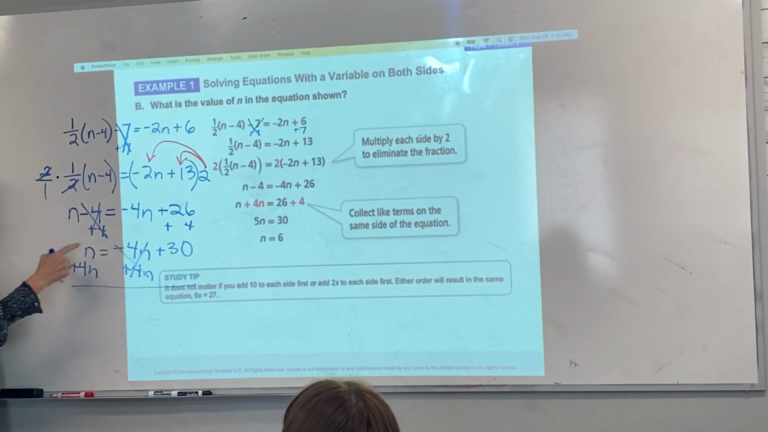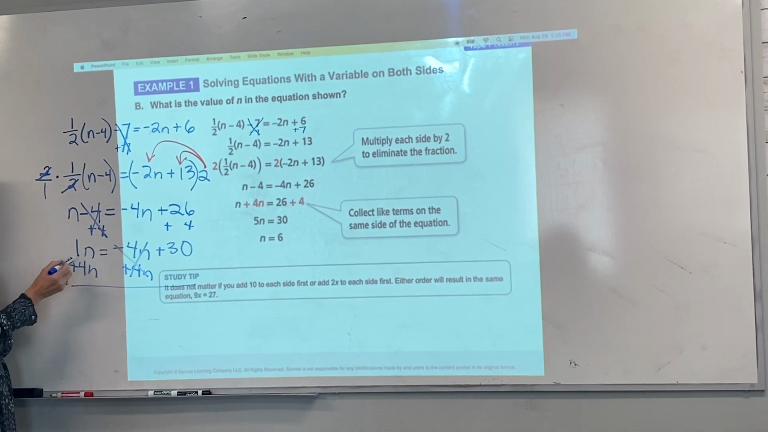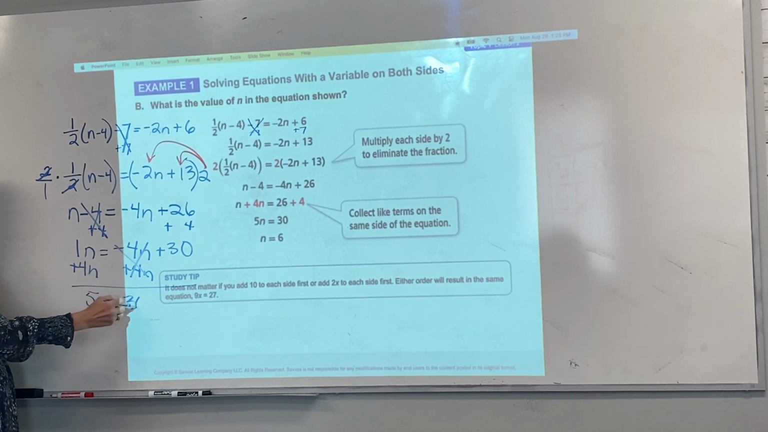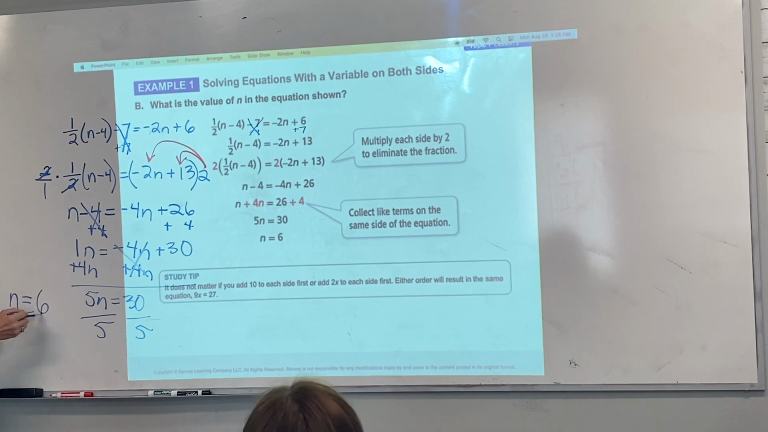What do I want to make show up that's hiding? Yes, this n has the coefficient 1. It's invisible, but we can make it appear or disappear like little magicians. Okay, so I'm going to add these together and get 5n equals 30. And then divide by 5 on both sides, and I get n equals 6. Same answer, little bit of a different process.